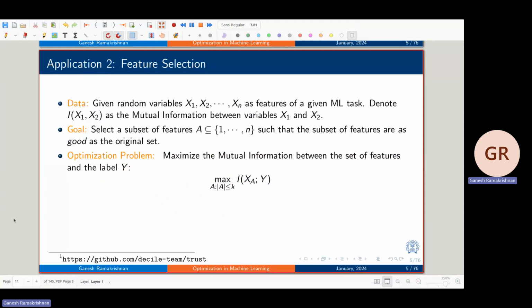So now what I've done is, instead of the random variables, I posed the optimization problem in terms of the class variable. Same mutual information, but measured for a subset of random variables XA and their association with the fixed class variable, such that the size of A is less than or equal to K.